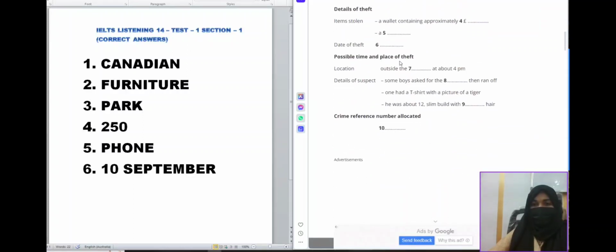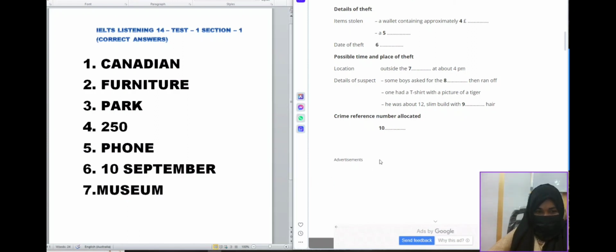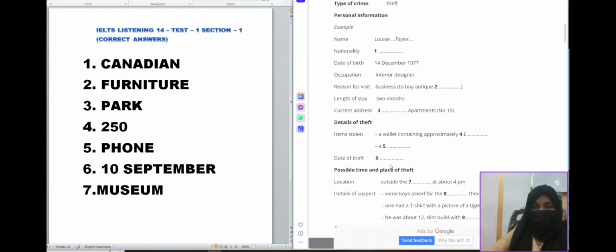What did she say? Museum. She was with a friend at the museum, and when she left, it was 4 p.m. Okay, so what will be our answer? Museum. Be careful with the spelling. Museum. Is it correct? Museum. Now, what did she say after it?